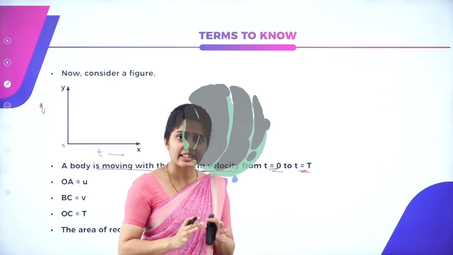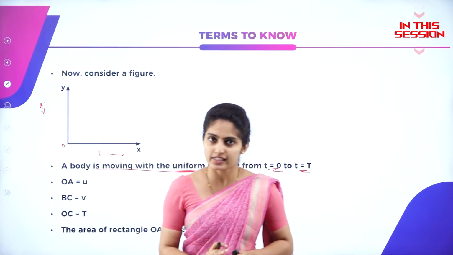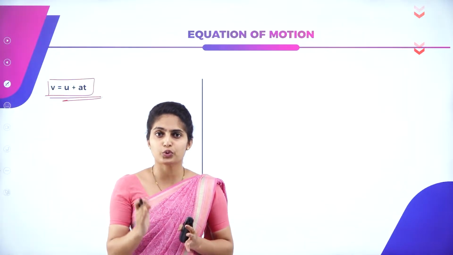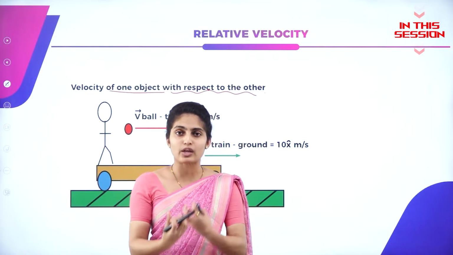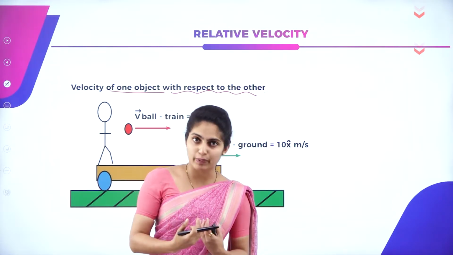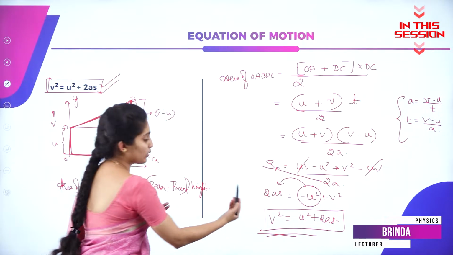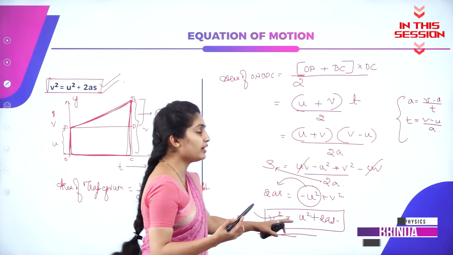Time cannot be 0, but the initial time is just considered as 0. First equation of motion is v is equal to u plus at. Relative means we just relate one thing with the other thing. Who are our relatives? We relate them with respect to us. Either v square minus u square is equal to 2as is the equation, or else v square is equal to u square plus 2as will be the equation.